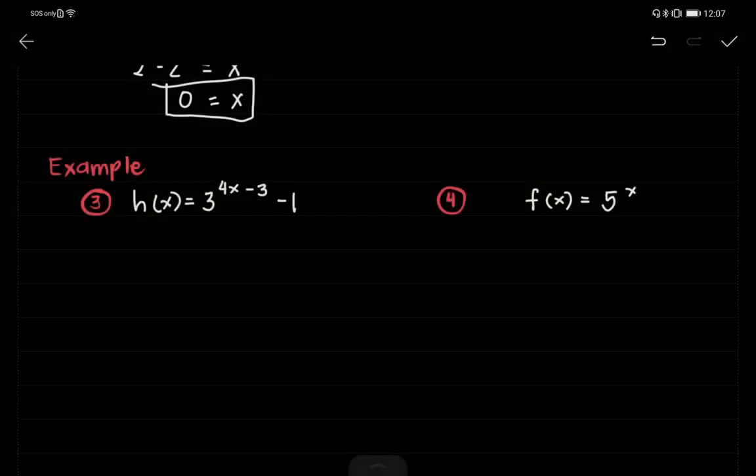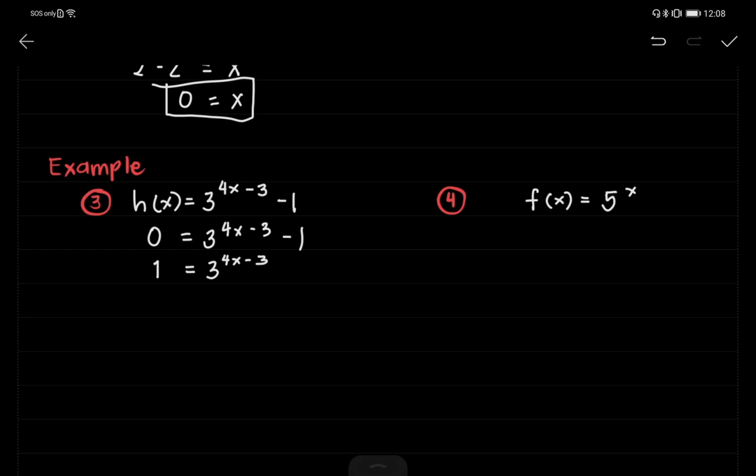Okay, so let us have here example number 3. Our given function is h of x is equal to 3 raised to 4x minus 3 minus 1. So same as usual, the first step is we have to equate this sa 0. So this is 3 raised to 4x minus 3 minus 1. So lipat natin sa kabila yung negative 1. So magiging positive 1, which is equal to 3 raised to 4x minus 3.